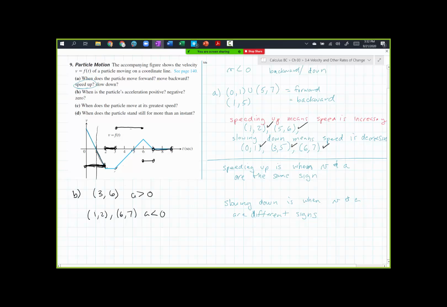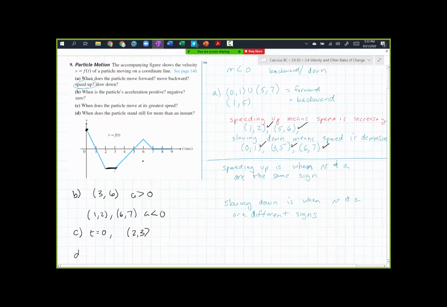In part C, when does the particle move with its greatest speed? Well, that looks pretty far from the axis, right there, and this looks pretty far from the axis. Which one's further? I think they're about the same. So maybe at time equals 0, and on the interval from 2 to 3, that's when it moves with its greatest speed. And again, speed can be interpreted, a large negative velocity is a pretty fast speed.